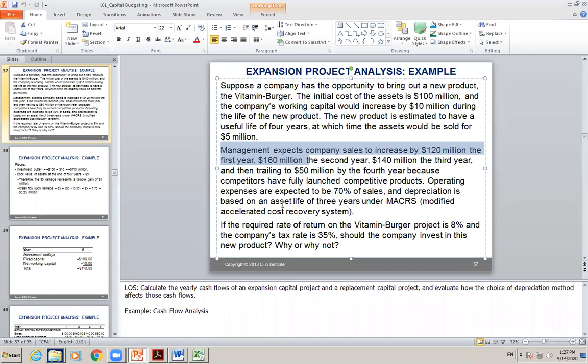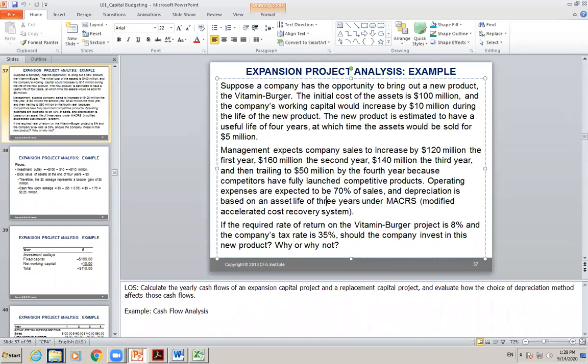Based on the asset life of 3 years under the modified accelerated cost recovery system, MACRS, we need to calculate the depreciation, which is very easy, if the required return is 8% and the tax rate is 35%. Having this information, we need to calculate NPV and IRR in order to come up with a decision whether the company should invest in this new product or not. The previous example from the book was just an expansion of the business. Now the example is a new product, and whether the firm or investor should go ahead with it or not.